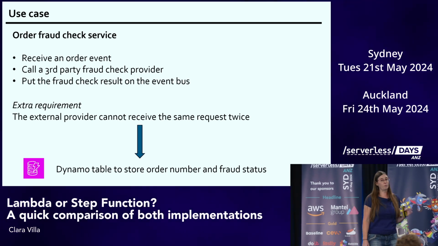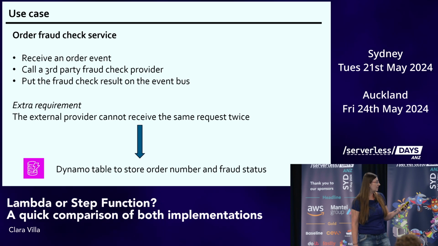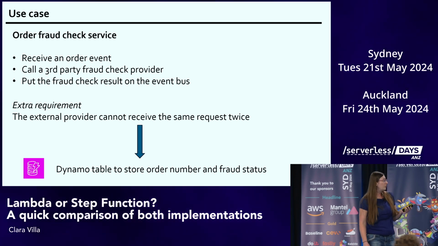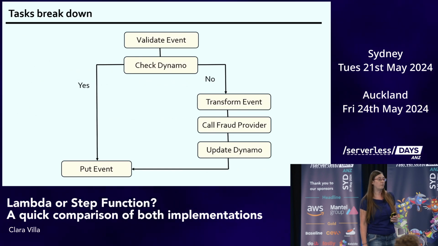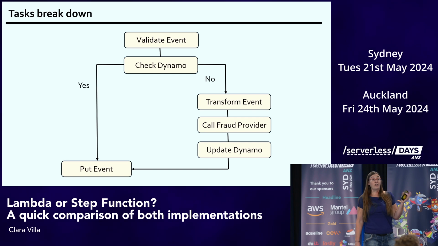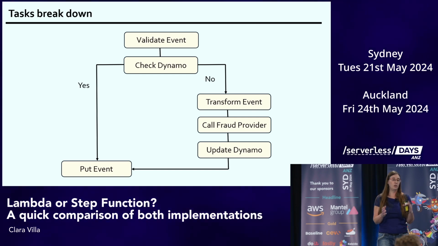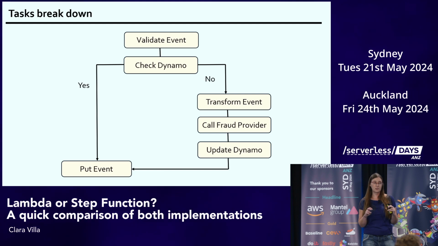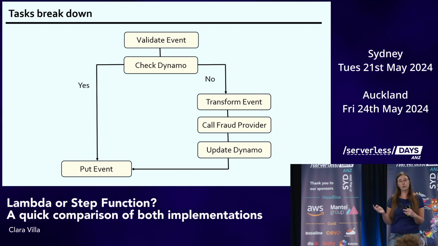This is high level what we're going to do. So we're going to take a step further down to make something complex less complex and look at all the steps we'll have to perform. This is the task that our code has to do. You're going to validate your event, then you're going to check Dynamo, and if you do have a record, you're going to take the result to put it on the bus. If you don't, you're going to transform your event to create a fraud request that your provider accepts. You're going to call your provider, store the result in Dynamo, and then put it on the bus.